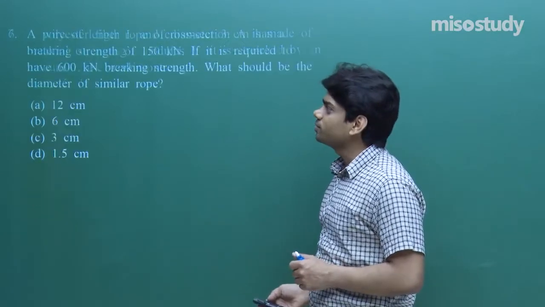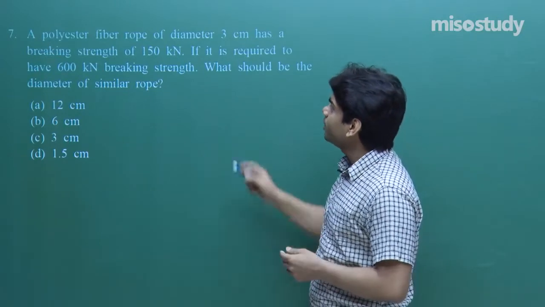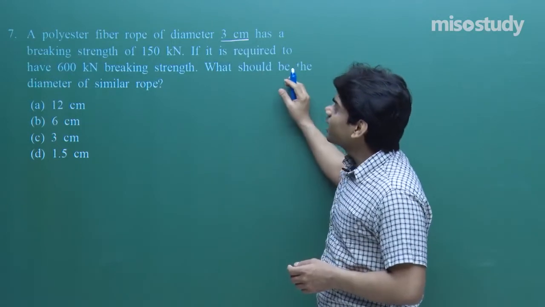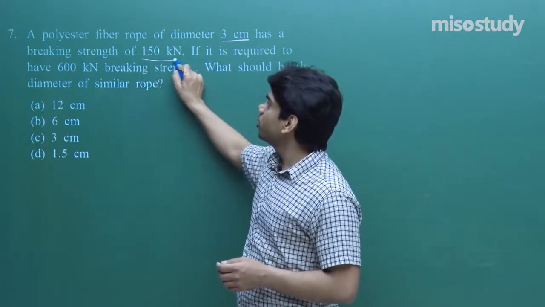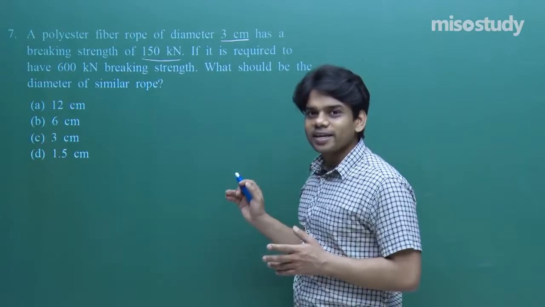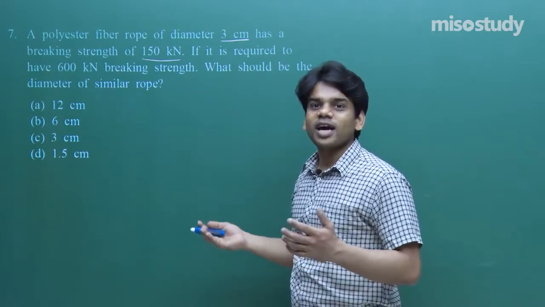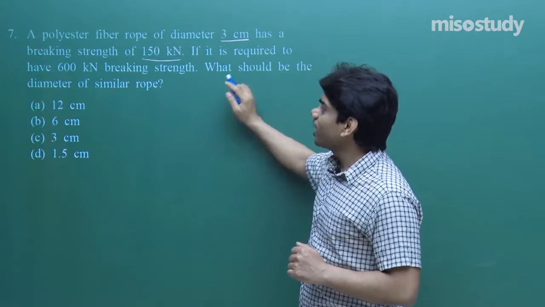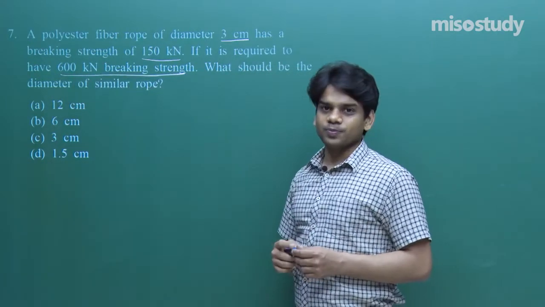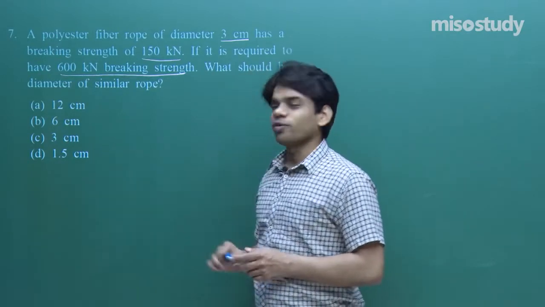Let's go ahead with the next question. Question number 7. A polyester fiber rope of diameter 3 centimeter. So remember the diameter of the rope is given as 3 centimeter. It has a breaking strength of 150 kilonewton. That means if the load applied is 150 kilonewton with this specific area of cross section, the wire will break. If it is required to have 600 kilonewton breaking strength, what should be the diameter of similar rope? A 12 centimeter, B 6 centimeter, C 3 centimeter, and D 1.5 centimeter.